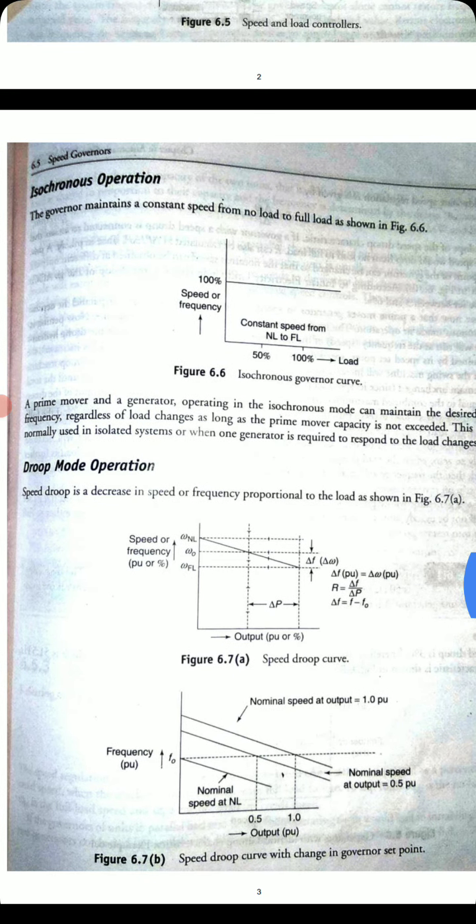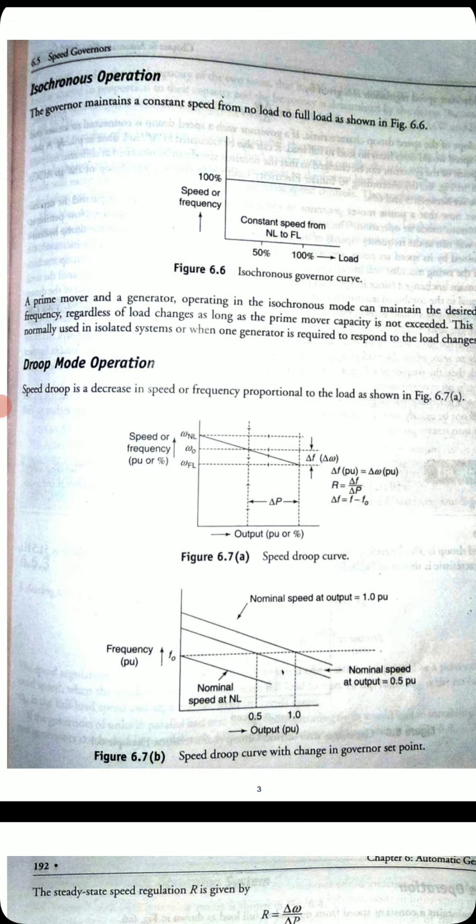Okay. The next mode is droop mode operation. So you can see here droop mode operation. The speed droop is a decrease in speed or frequency proportional to the load, as shown in the figure. See, in this figure 6.7a you can see how the output changes. The speed is changing from no load to full load.